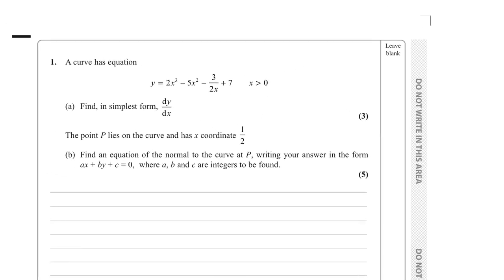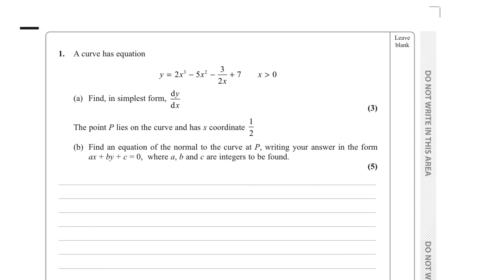Right, question 1. A curve has the equation y equals 2x cubed minus 5x squared minus 3 over 2x plus 7. Find in its simplest form the differential. So step 1, index form, okay? So part A, we're going to rewrite this. So y equals 2x cubed minus 5x squared minus 3 over 2 x to the negative 1 plus 7.